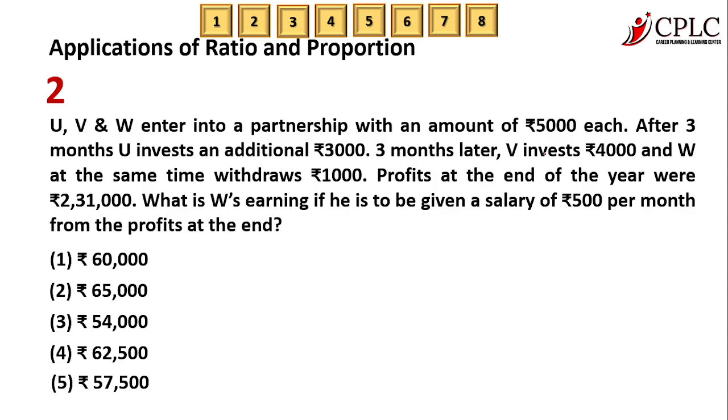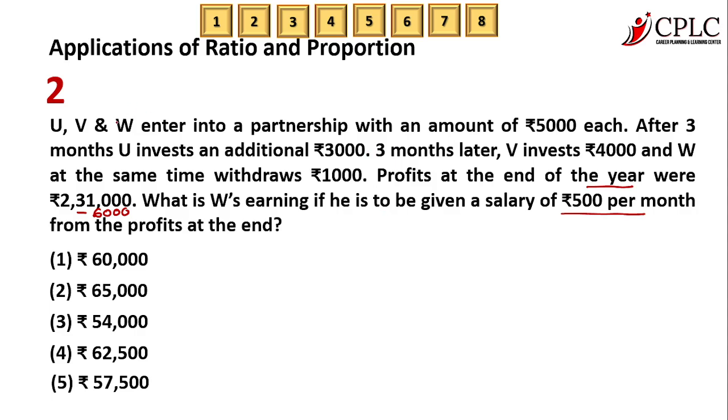So because it is 1 year duration and W is supposed to be given a salary of 500 rupees per month, and if you remember the note that we had written, the salary is supposed to be subtracted. So 500 rupees per month. So for the entire 1 year, it becomes 6,000 rupees. So that means the profit that we are supposed to divide is not 2,31,000, but it is 2,25,000, because 6,000 salary of W has to be subtracted here.